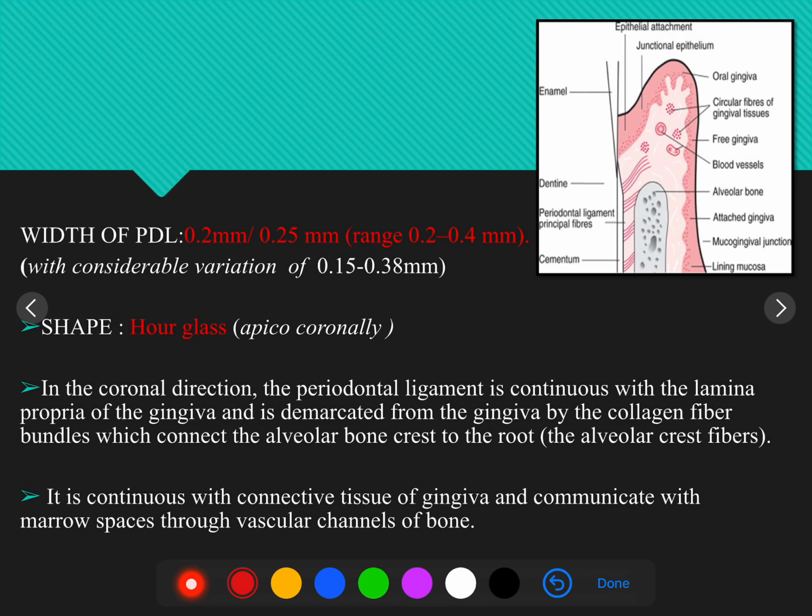And Carranza and Lindhe. Okay, so the basic information which all of us know is that the width of PDL is around 0.2 millimeters to 0.25 millimeters, and it's hourglass in appearance. In the coronal direction, the periodontal ligament is continuous with the lamina propria of the gingiva, which you can see in this image. And if you can make these images in your answer sheet, that would be appreciated.